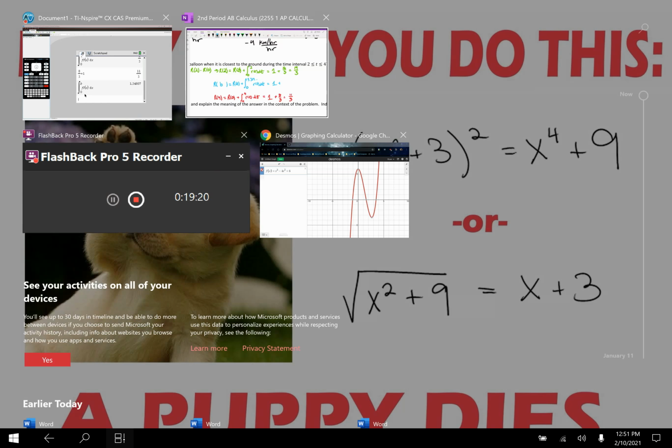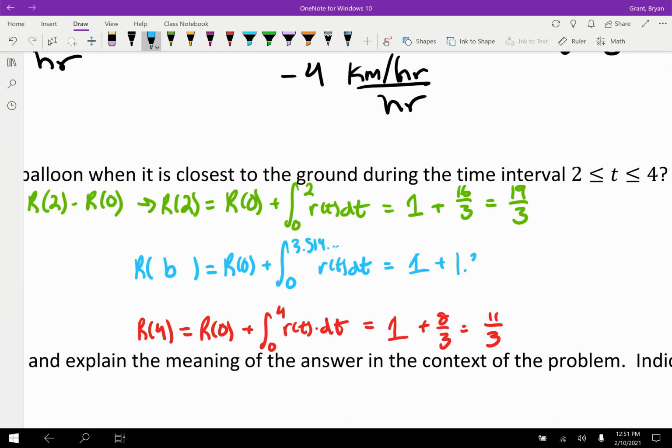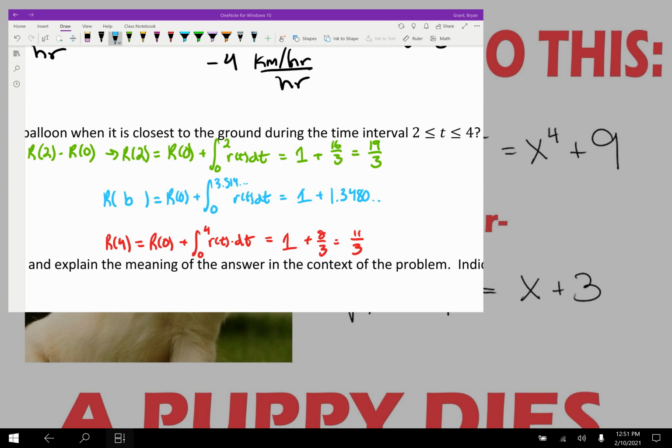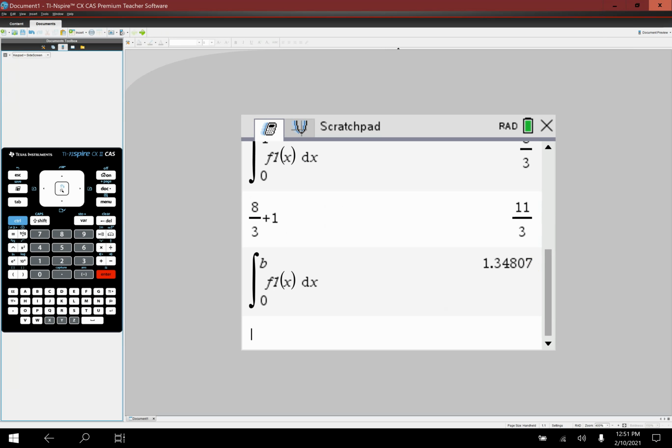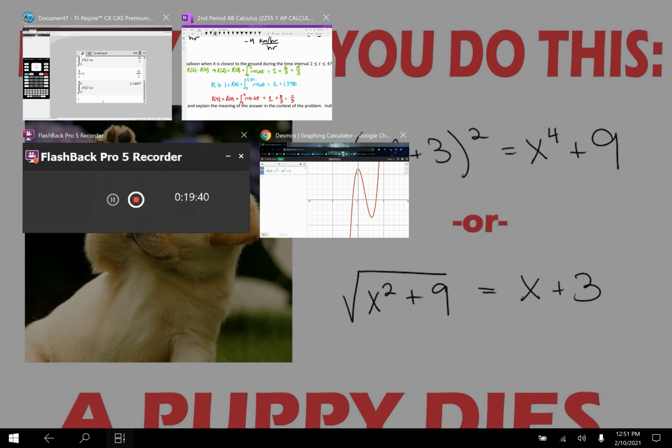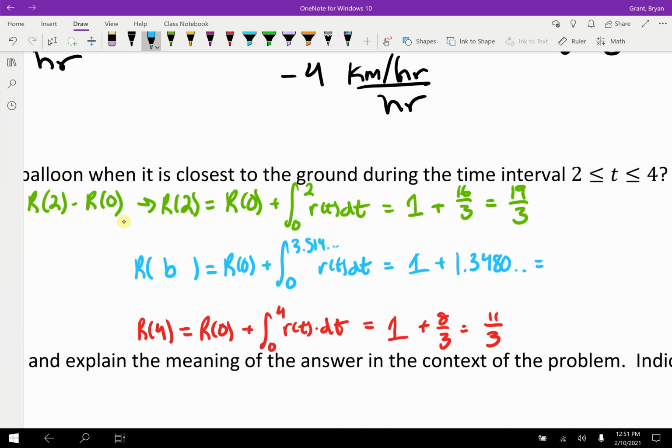1.3480 something. Yeah, there we go. Now you might say, well, wait, that decimal looks rounded too. Did it actually use the whole thing? But if you hit enter on it, you can see that it is actually a very accurate decimal there. Okay, and then if you add 1 to that, I assume you can do the math in your head, right? It's going to be 2.3480, and so on and so forth.